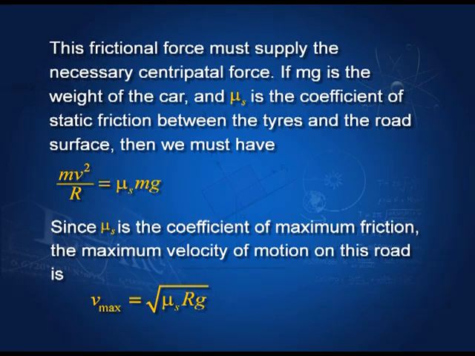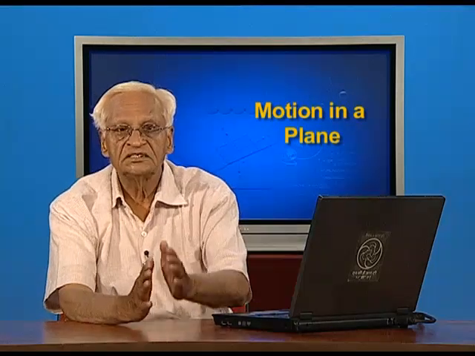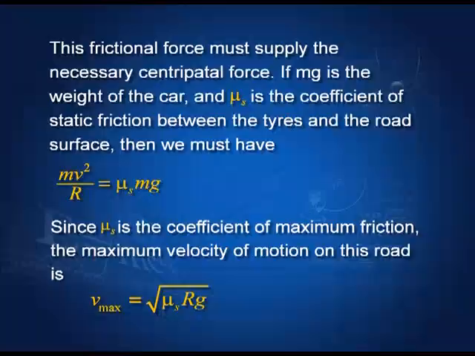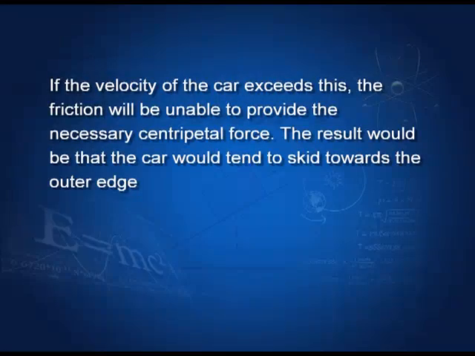And what is this frictional force? We have been seeing this. This frictional force is mu s times mg. And what is the force that it has to supply? mv squared by r. So, we equate the two and we get v equal to the root of mu s times r g. It is maximum because mu s is the maximum coefficient of friction, because mu s times mg is the maximum force of friction. Therefore, this is v max. If the velocity of the car exceeds this, the friction will be unable to provide the necessary centripetal force and you can meet an accident.